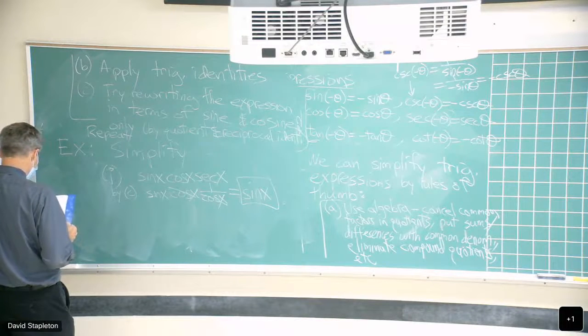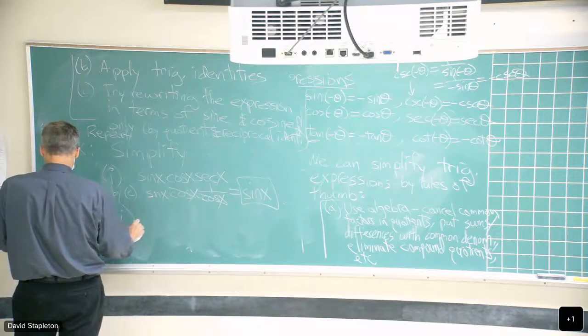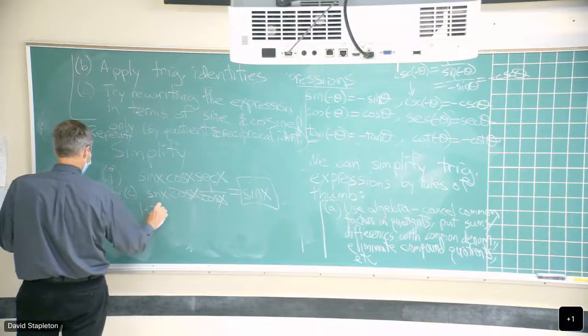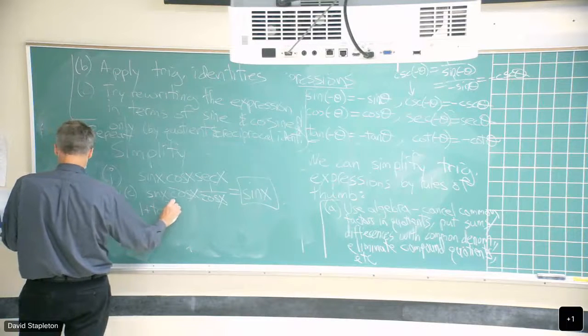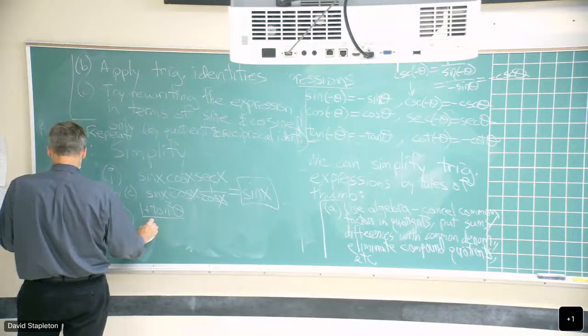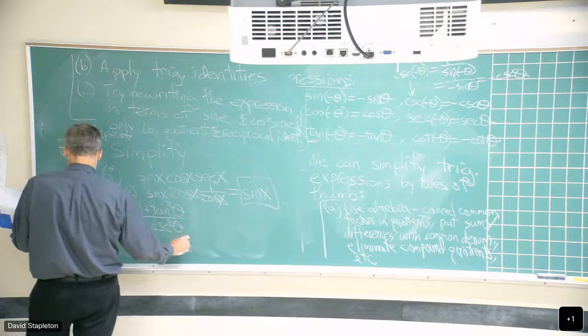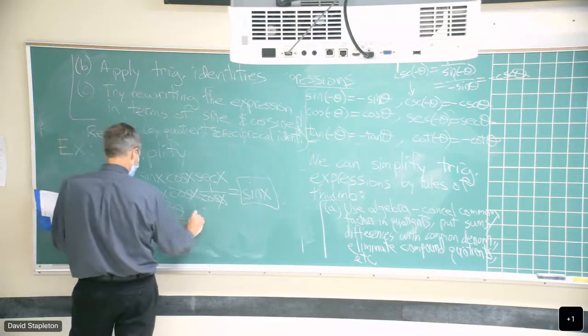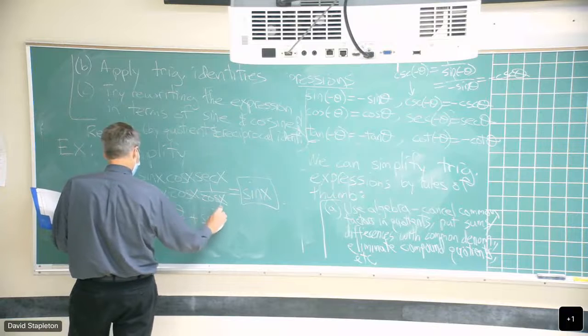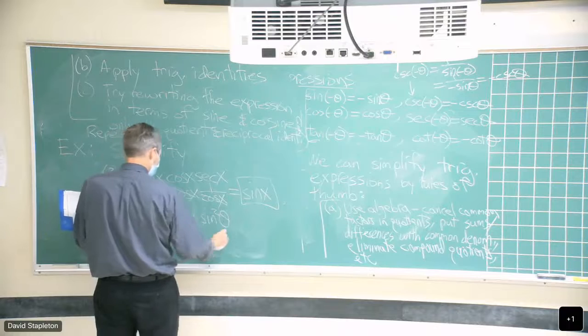I'm going to look at D here. I'll call it 2. This is 1D. Suppose I had 1 plus tangent squared theta over cosecant squared theta, plus sine squared theta, plus 1 over secant squared theta.